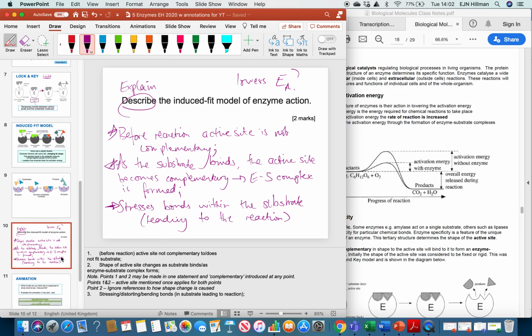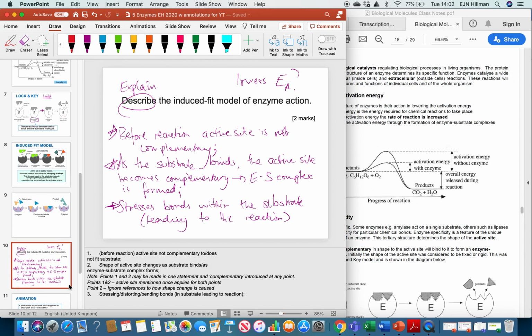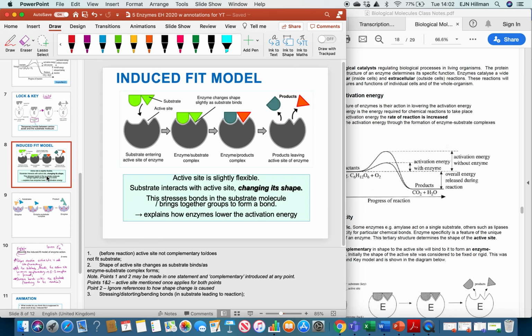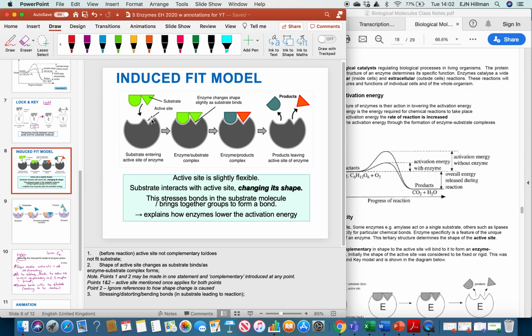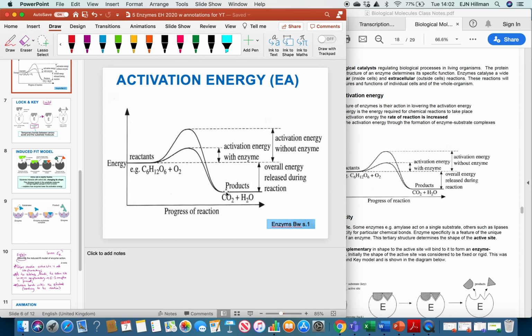Okie doke. I'm going to leave it there for the first part of our introduction to enzymes. So the key points here are the induced fit model as an improved explanation for how enzymes lower the activation energy.